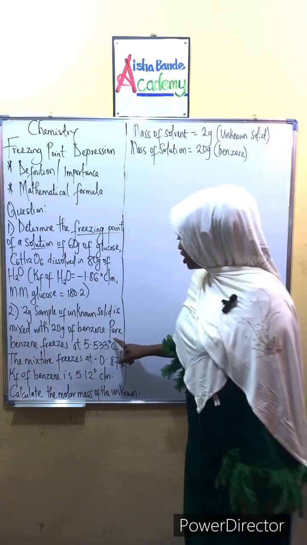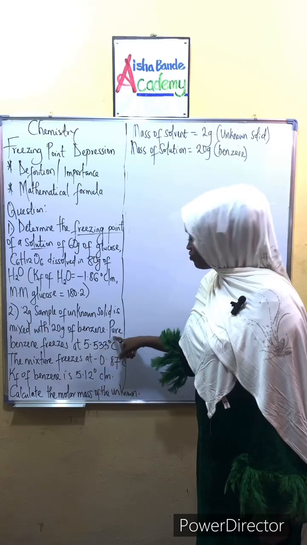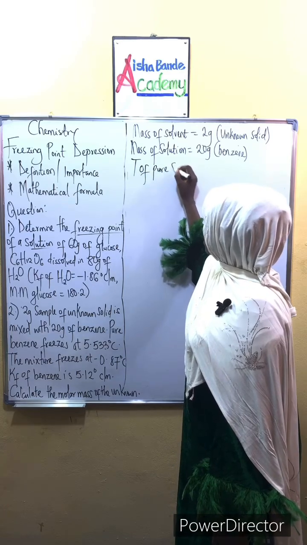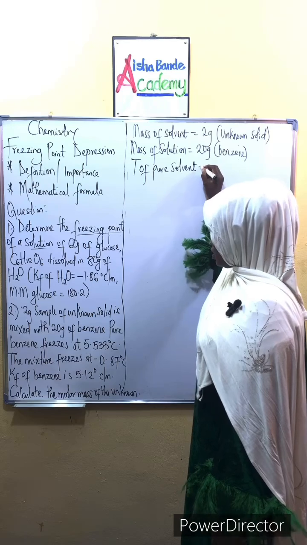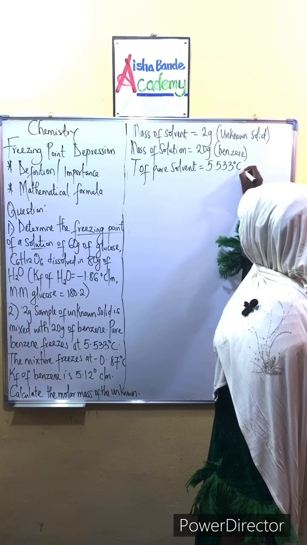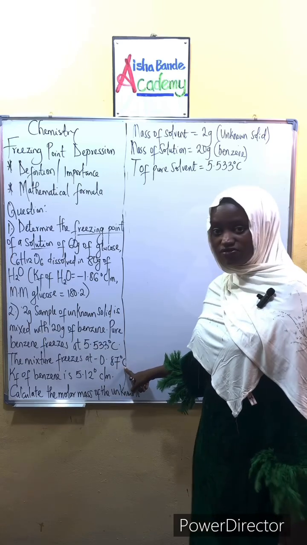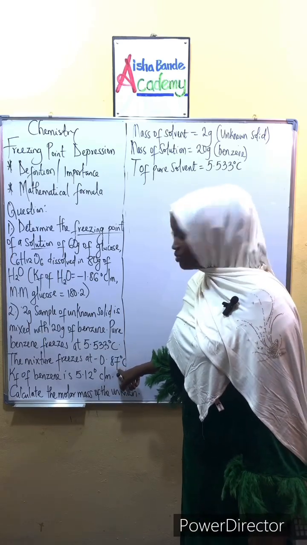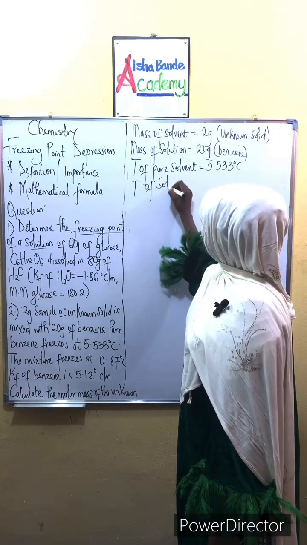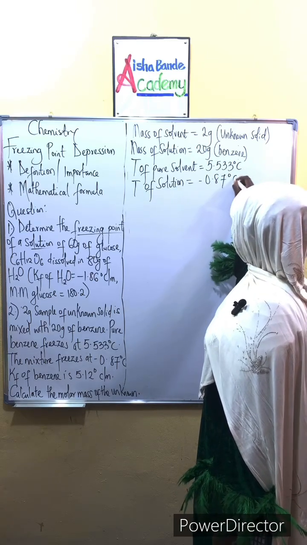It says pure benzene freezes at 5.533 degrees Celsius. So this is the temperature of the pure solvent. The pure solvent has a temperature of 5.533 degrees Celsius. Reading on, it says the mixture now freezes at minus 0.87 degrees Celsius. So this is now the temperature of the solution. The temperature of the solution is equal to minus 0.87 degrees Celsius.